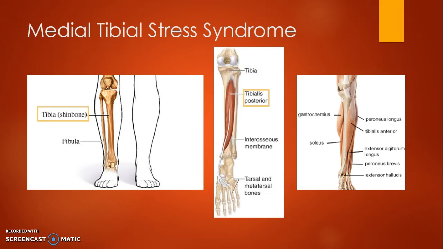Shin splints are also known as medial tibial stress syndrome, or they can be known as lateral tibial stress syndrome, depending on the muscle that is being pulled away from the bone. So in these photos, you can see that we're going to be focusing on the tibia or the shin bone, and the tibialis posterior, which runs all along that tibia on the medial or inside of the leg. And then to the right, there are just other muscles of the leg so that you can have a reference point of just how much musculature is in the lower leg.